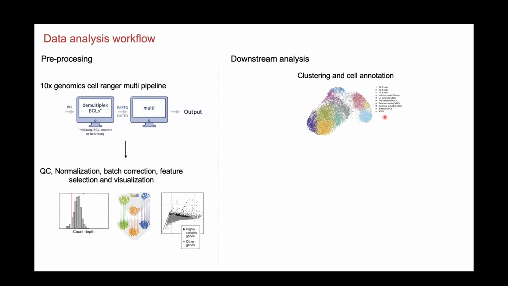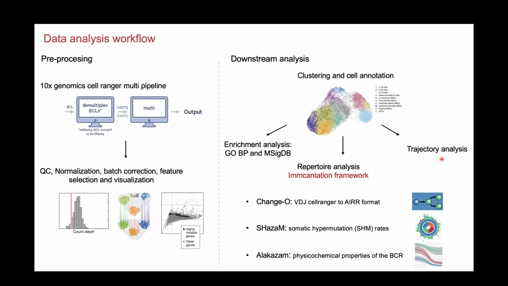For the cell annotation, we use manual cell annotation with the expression of canonical markers to identify the different B cell subsets. And when we have the annotated cells, we continue with the enrichment analysis using Gene Ontology biological process and molecular signature databases. Also, we perform trajectory analysis with Slingshot, and we perform repertoire analysis with the Immcantation framework. Particularly, we use Change-O to convert these BCR Cell Ranger outputs into AIRR standard format for the next analysis, for example, SHazaM for analysis of the somatic hypermutation rates, and Alakazam for the physicochemical properties of the BCR.